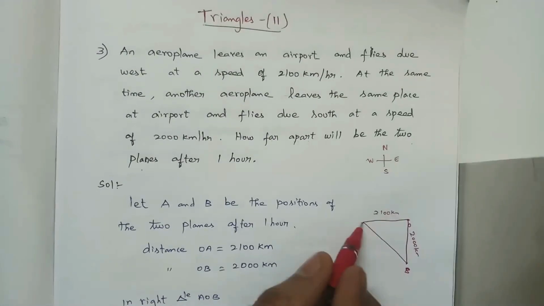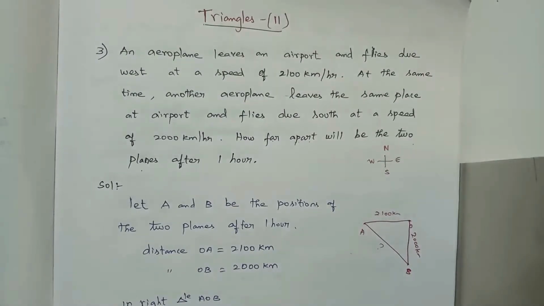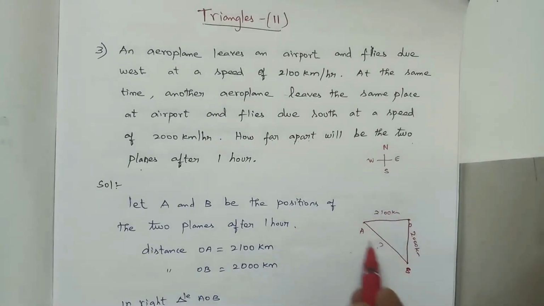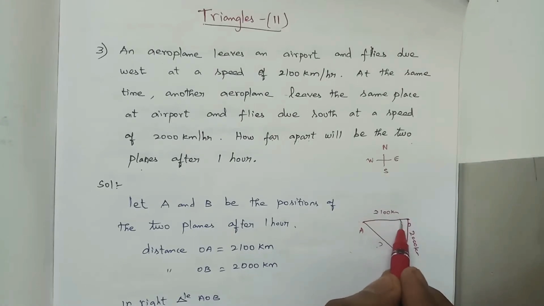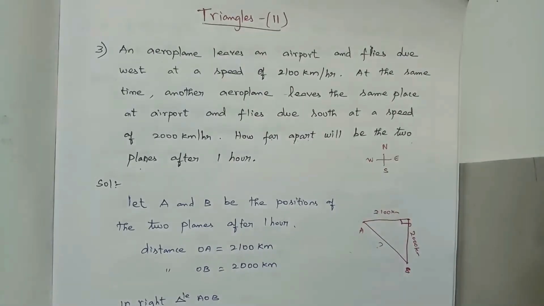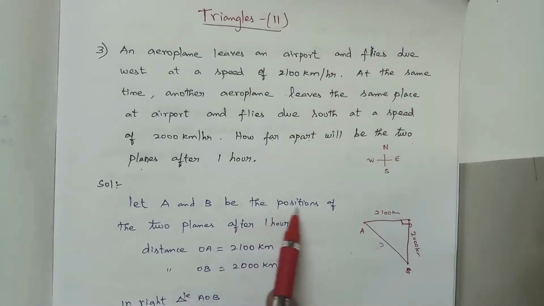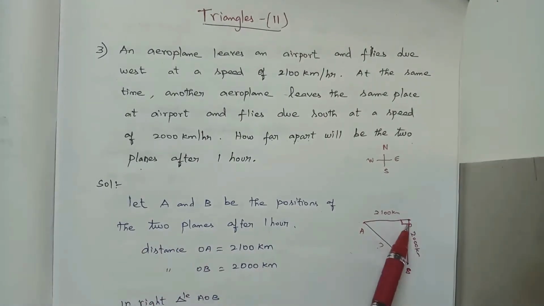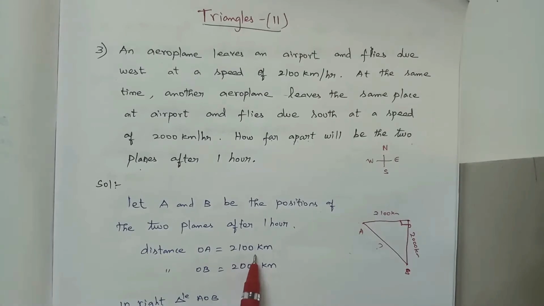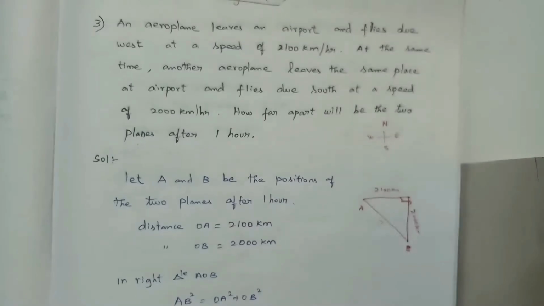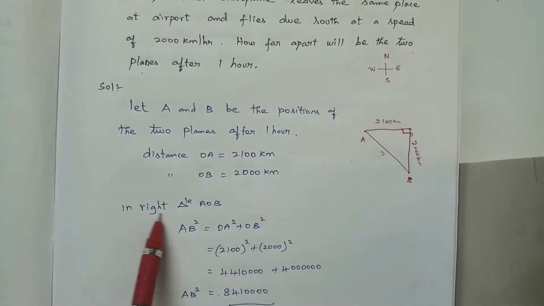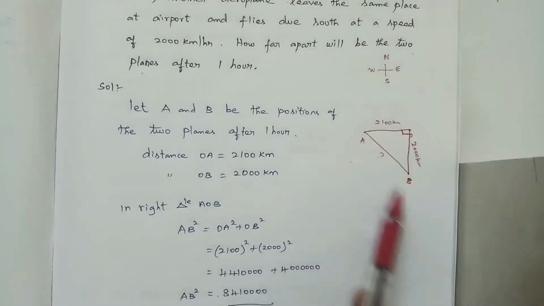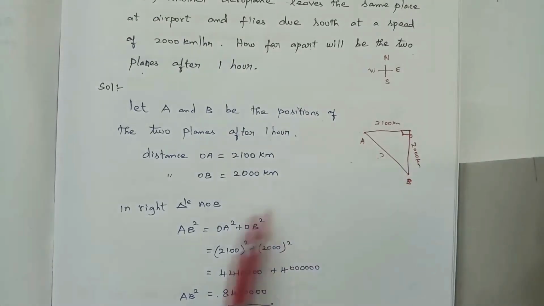Now we want to find the distance between AB. How do we find it? See, OAB is a right angle triangle, right angle at O. Let A and B be the positions of the two planes after 1 hour. Distance OA is equal to 2100 kilometers. OB is equal to 2000 kilometers. In right triangle AOB, the hypotenuse AB square is equal to OA square plus OB square.